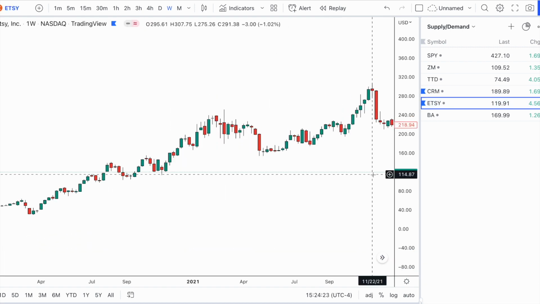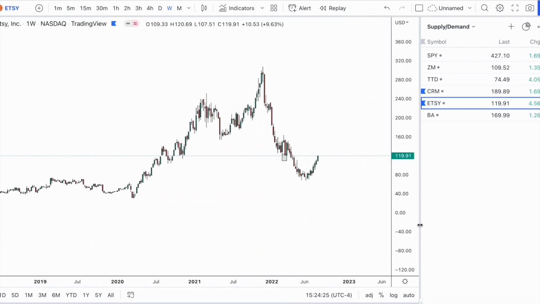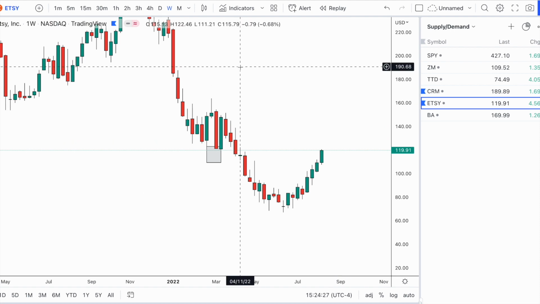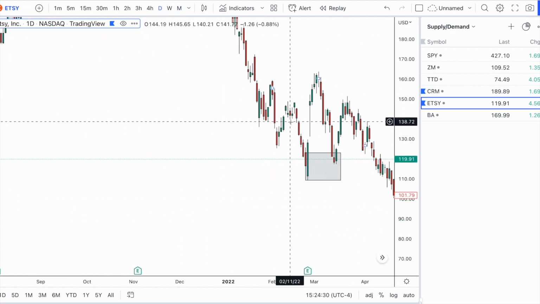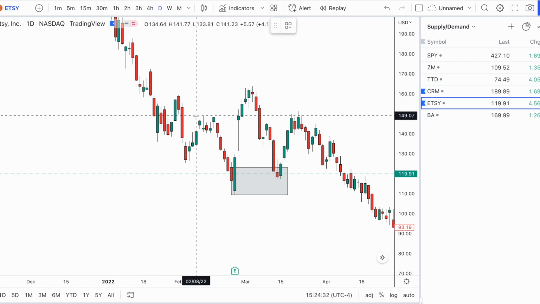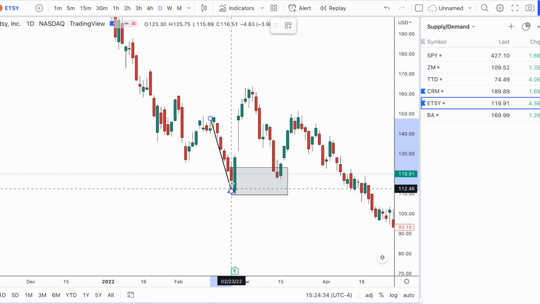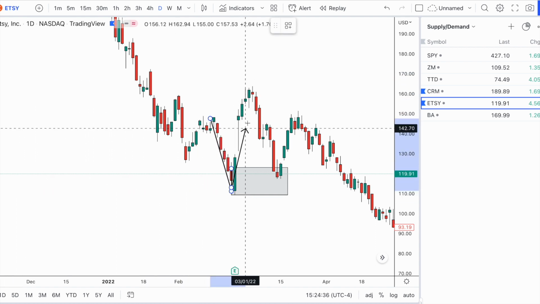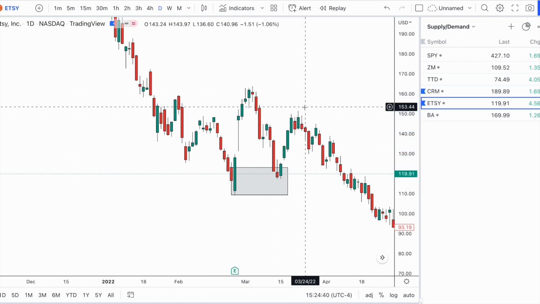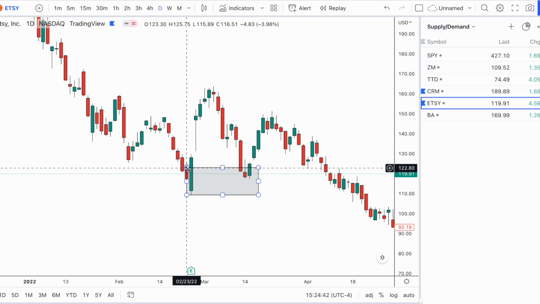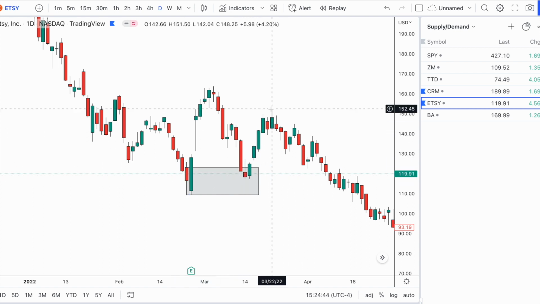Take a look at Etsy. I think I only drew one example down here. Looks like it's on the daily. Yep. So we have the one example here. Price drops, has a base, has earnings, makes a huge move higher, comes back down, and then bounces out of that zone. So I just took it from the top of the body, came back down, very nice move.